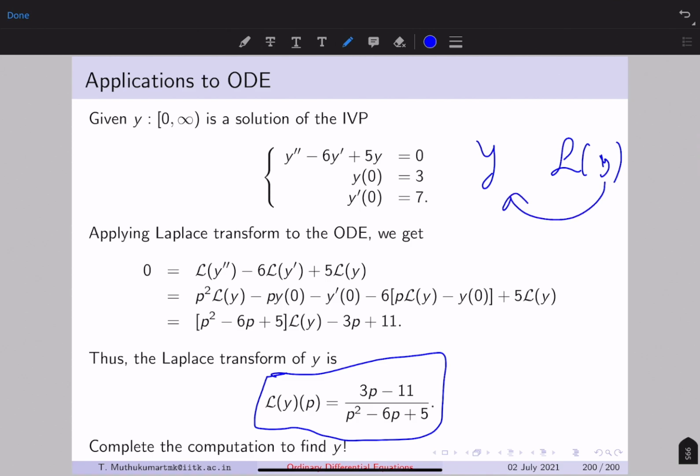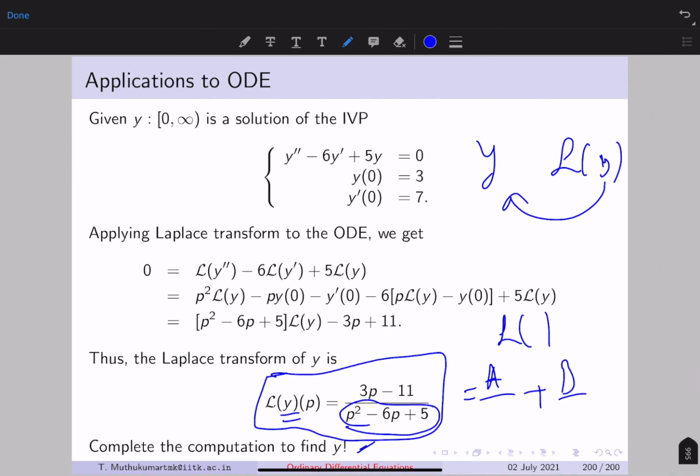As I said, use the method of partial fractions and split this into something. So you factorize this and then split it into individual terms, see whether you can write each as the Laplace transform of something, and use linearity to find y. I leave it as an exercise, so you can do that.